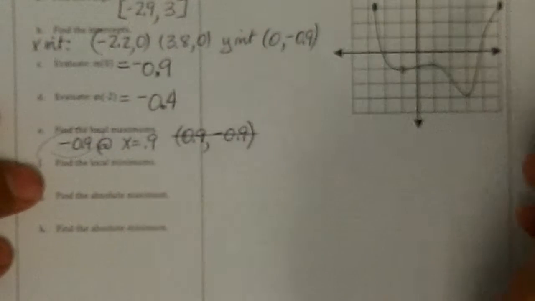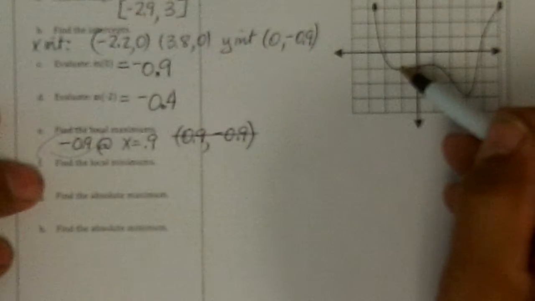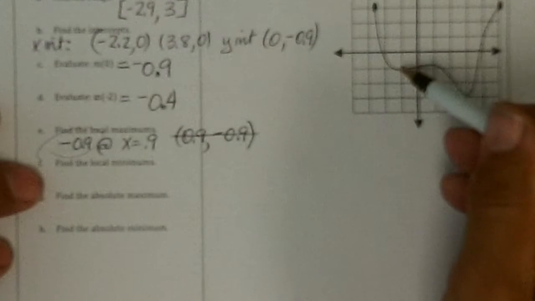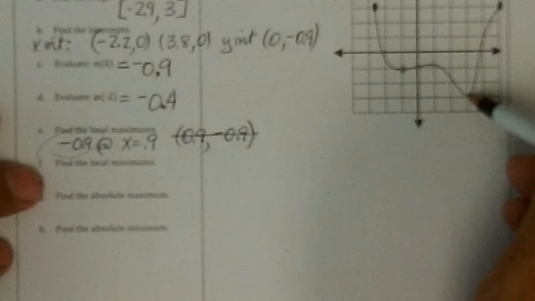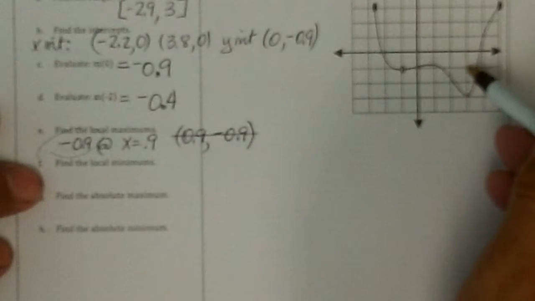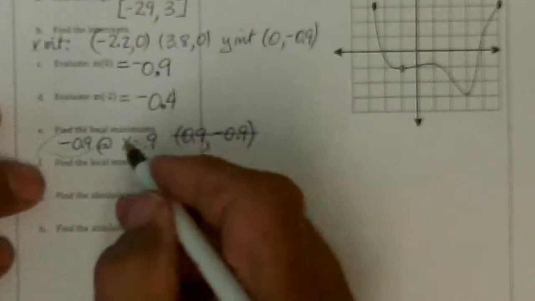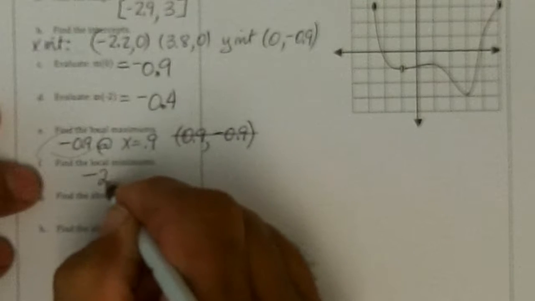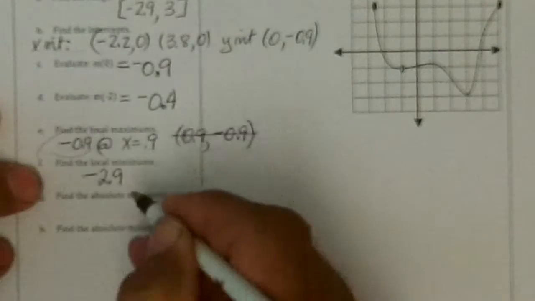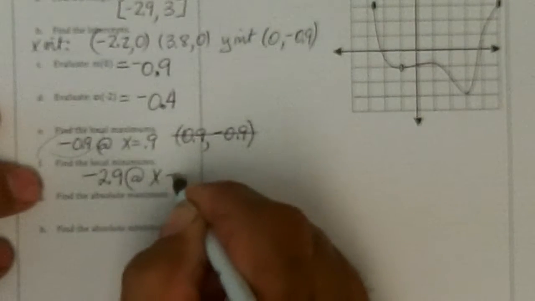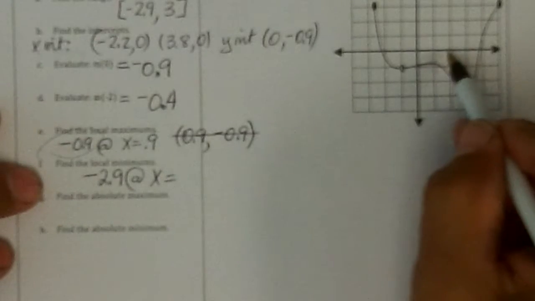Local minimum. Well, this looks like it would be one, but there's a hole at the minimum, so we can't count that. It's not there. But this one does exist, and it looks like it's down -2.9 at x equal 3.